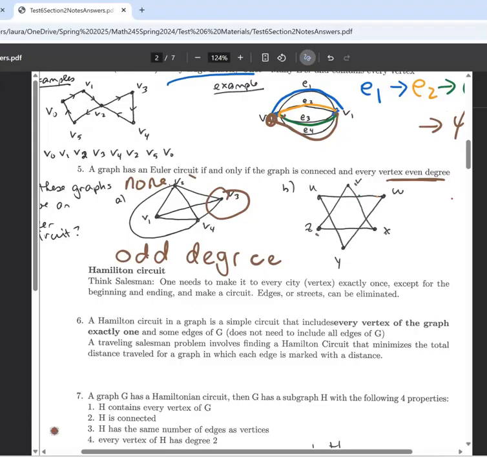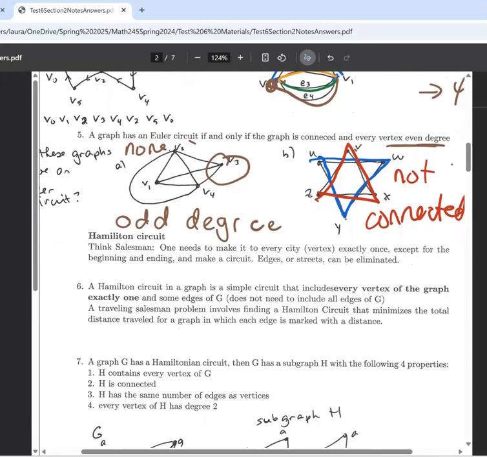Looks like all the vertices have even degree. Oh, but wait a second. Isn't this just one triangle drawn on top of another? It is not connected. So be careful, not connected. You cannot have an Euler circuit.